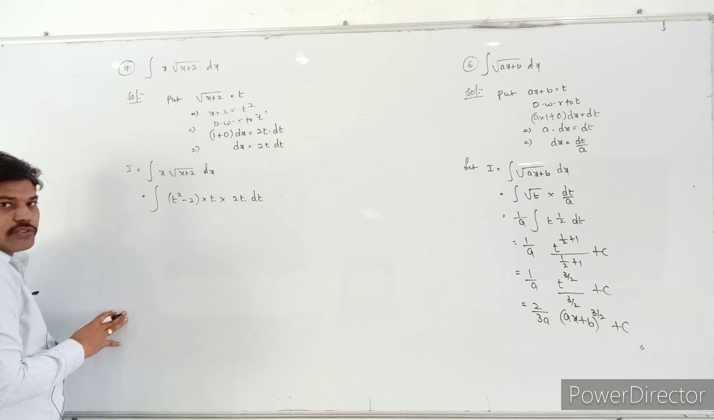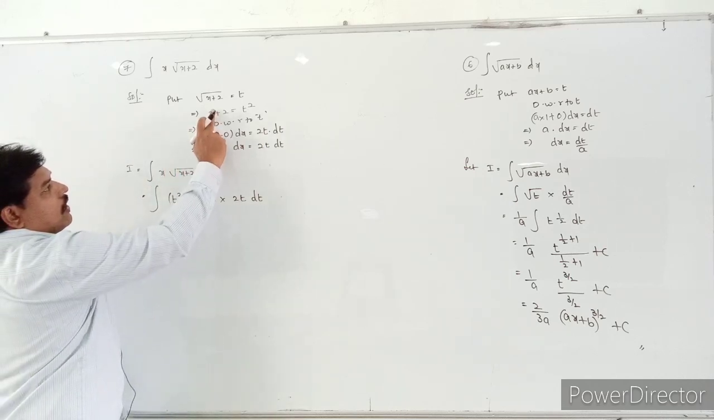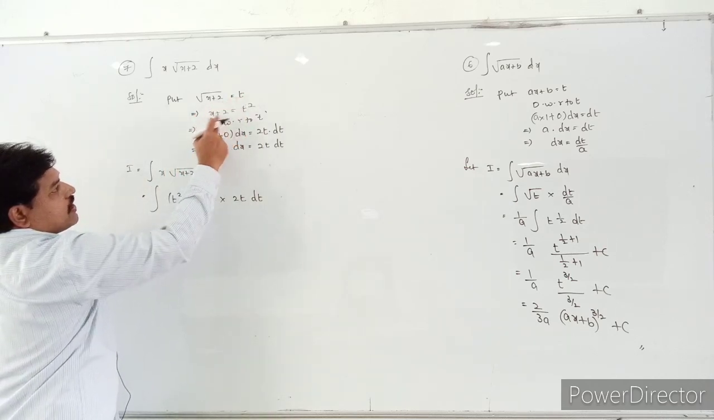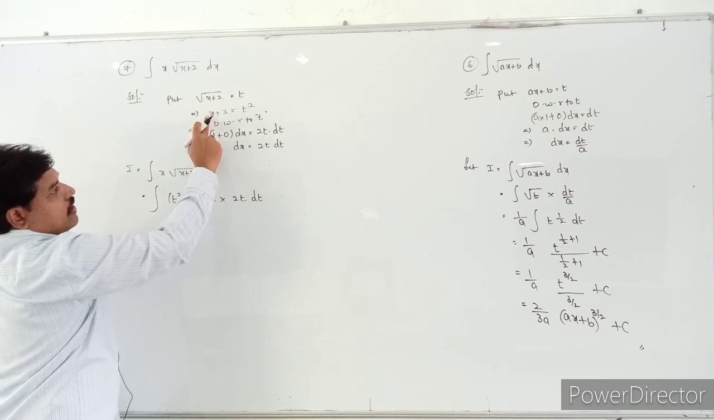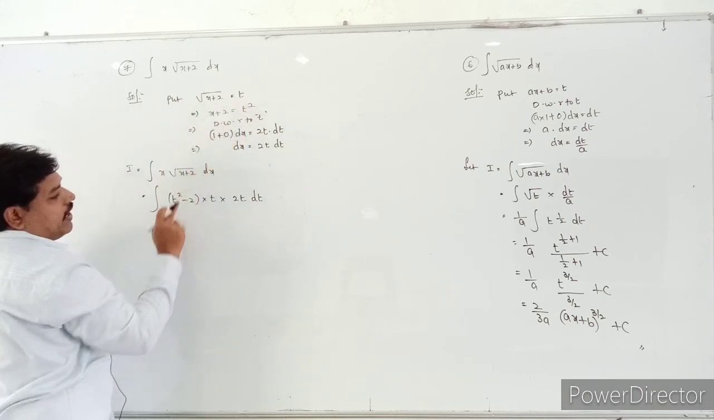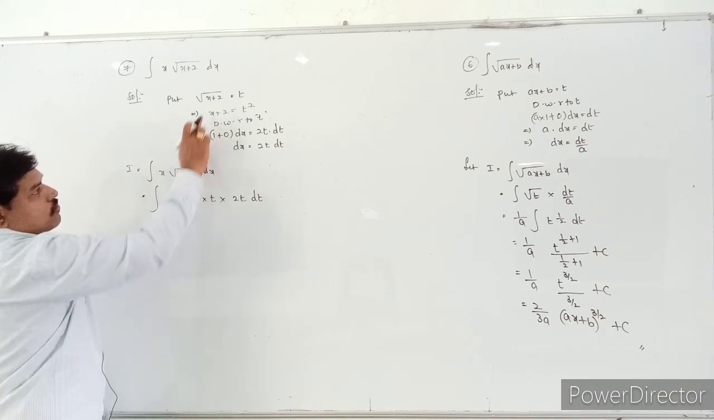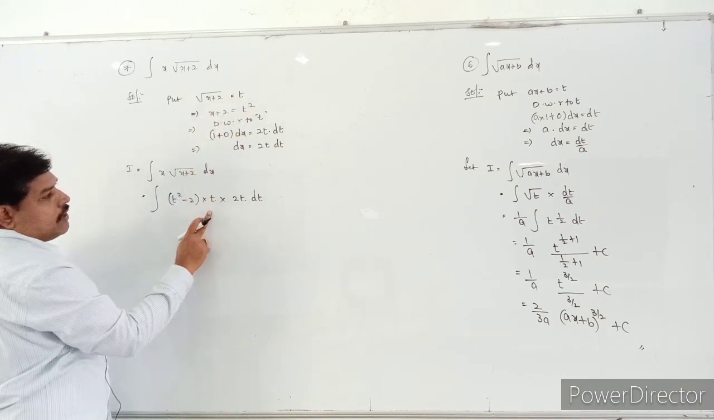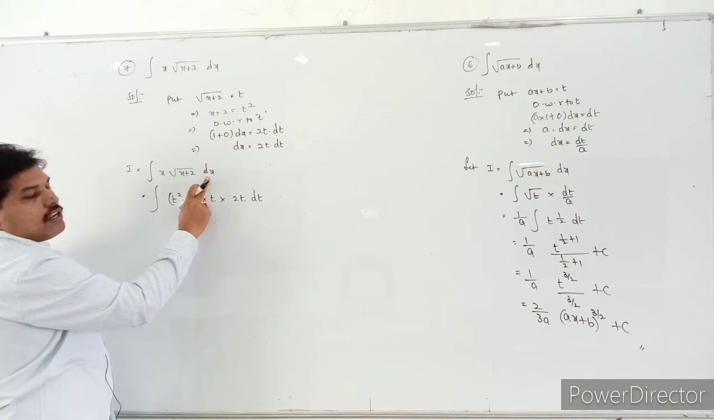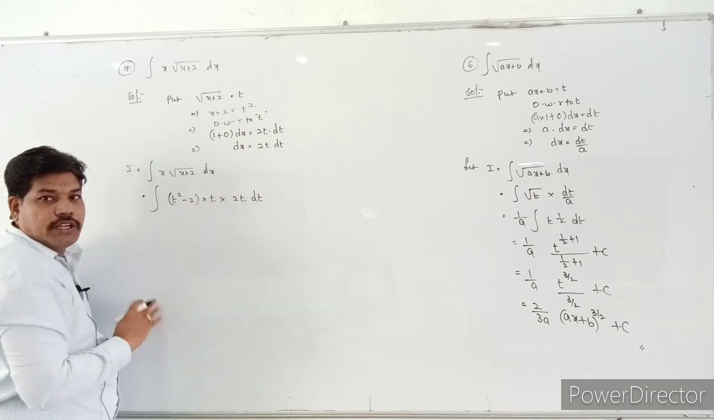See that step once again, students. We already took root of x plus 2 is equal to t, so x plus 2 is t square. X can be written as t square minus 2. T square minus 2 into root of x plus 2, where root of x plus 2 is t, into dx. What is the dx value? Dx is equal to 2t into dt.